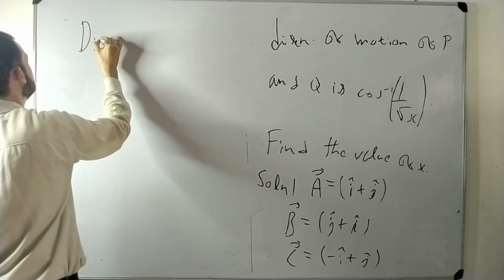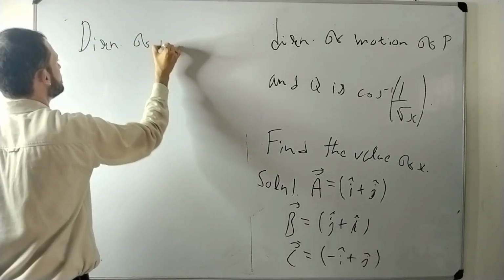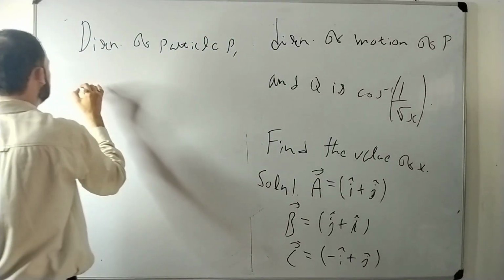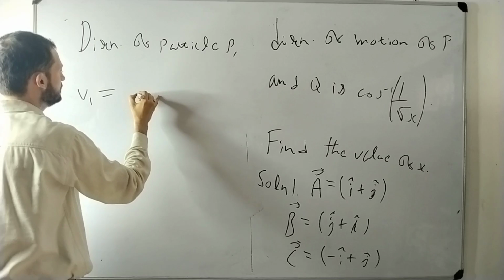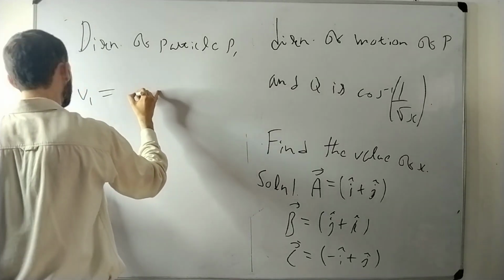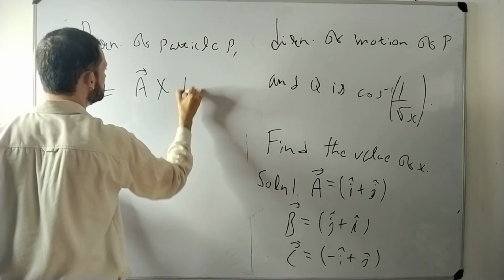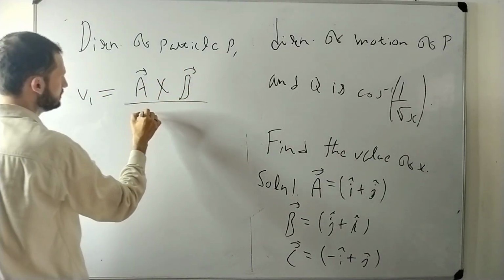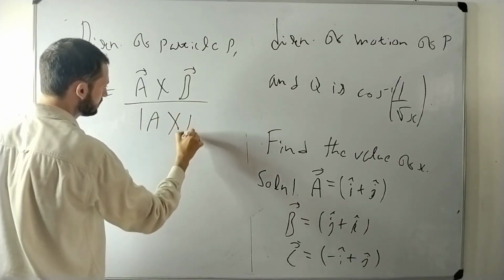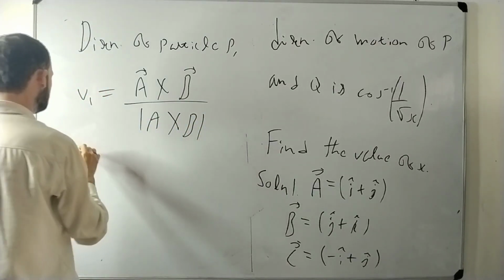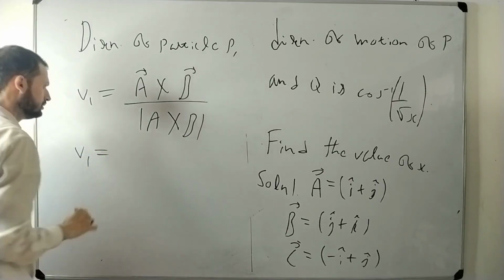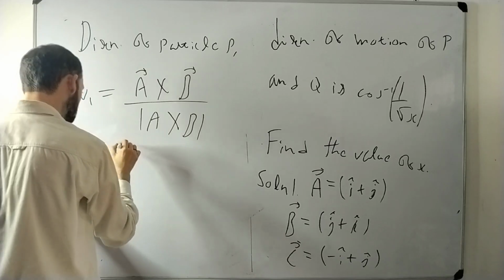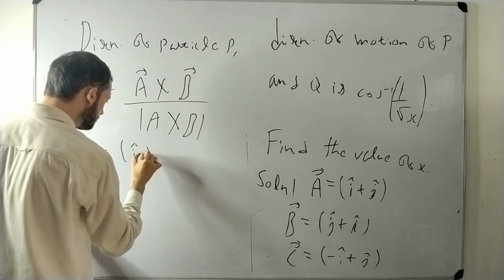Direction of particle P, it is V1, and I am taking this as A cross B, because it is in this plane, no? Yes, sir, it is in this plane. This is V1, now cross the thing. So crossing, and what the thing is, it is I plus J.